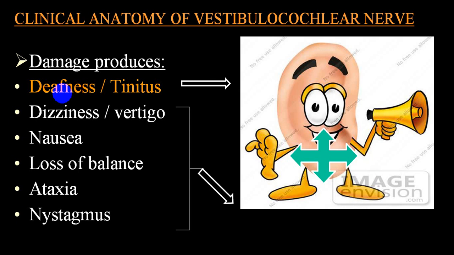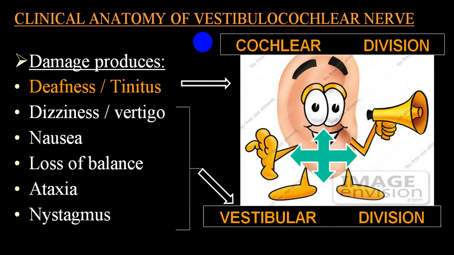And if there is simultaneous stimulation of the vestibular division, you will have dizziness, vertigo, nausea, vomiting, imbalance, ataxia, and nystagmus. So along with the cochlear division, if the vestibular division is affected, then you will have these symptoms. If only the cochlear division is affected, then you will have either deafness or tinnitus. And deafness can be of two varieties, conductive deafness and nerve deafness. The vestibular division will produce dizziness, vertigo, nausea, vomiting, imbalance, ataxia, and nystagmus.